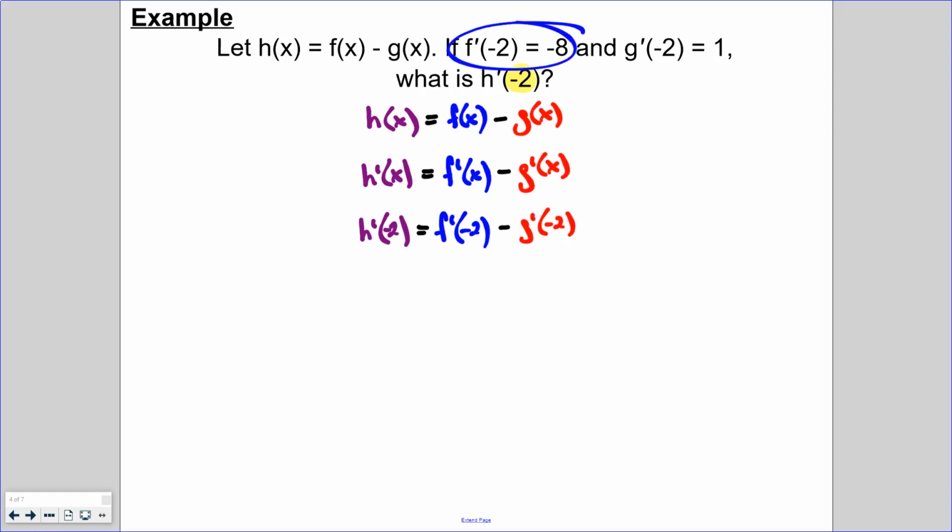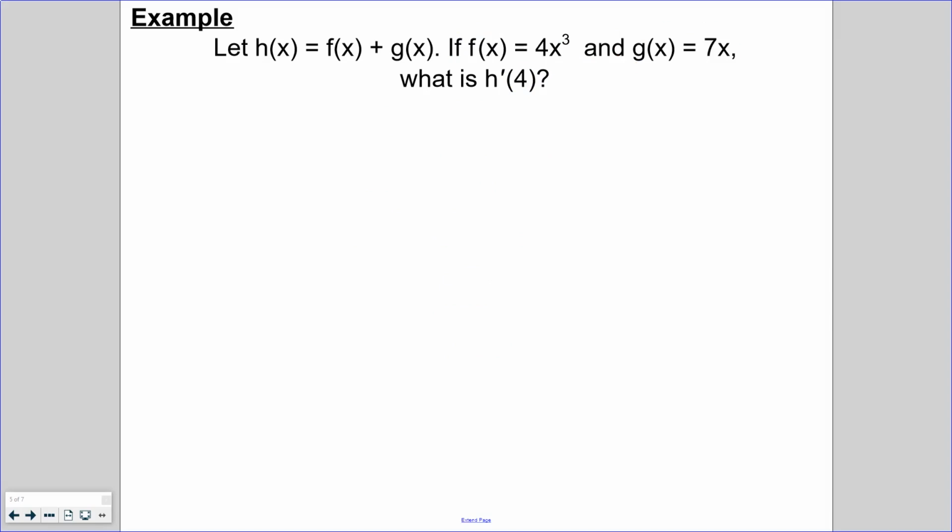And fortunately, our problem tells us that f prime of negative 2 is negative 8, and g prime of negative 2 is 1, which means now we're just going to subtract them, and negative 8 minus 1 is going to give us negative 9 as the derivative of h of x at negative 2.